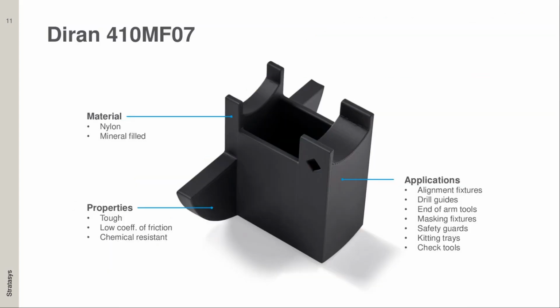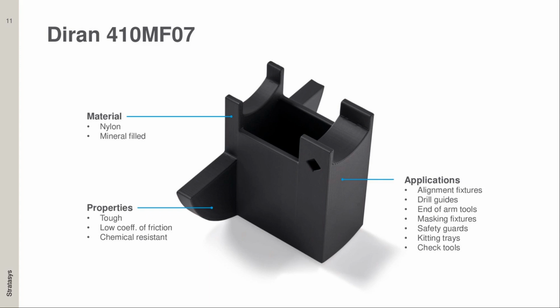Duran 410 MF07. This is one of our newer materials that launched in 2019. This is a material that's designed to be a good general purpose tooling material for the factory. Duran is a naming convention created by Stratasys, and the 410 stands for a nylon-based material, and MF is mineral filled at 7% by weight. So what this means is that Duran, as we call it, is a mineral filled nylon. I believe it's nylon 6, if you're wondering. And the mineral filler creates a lubricious, low coefficient of friction material, but it still has the chemical resistance and toughness found with nylon.